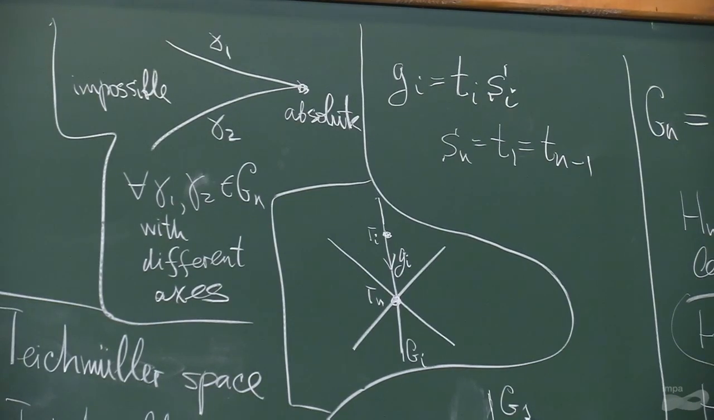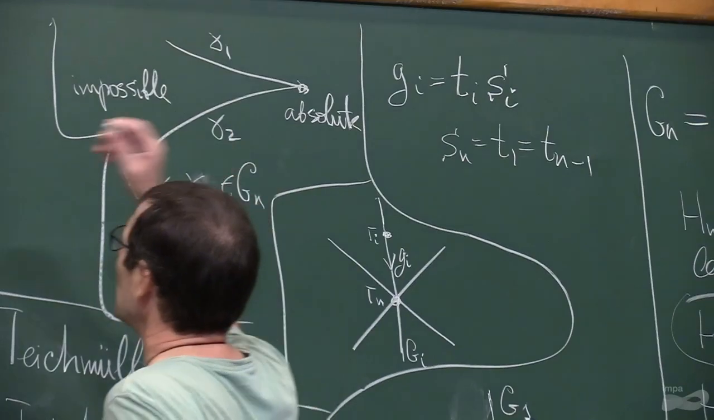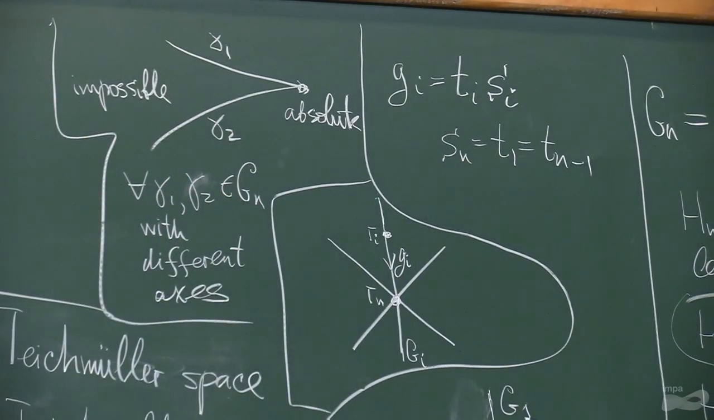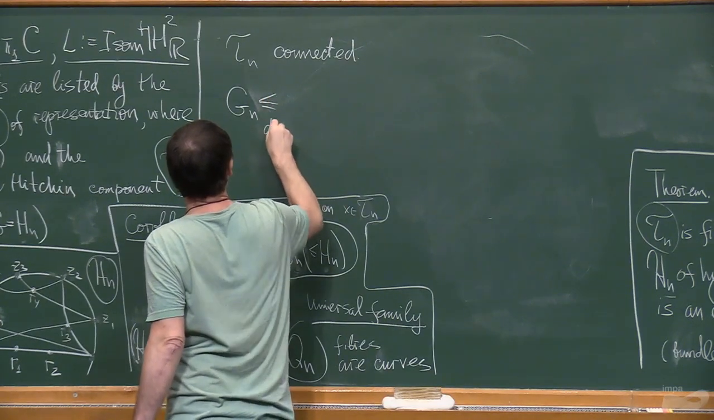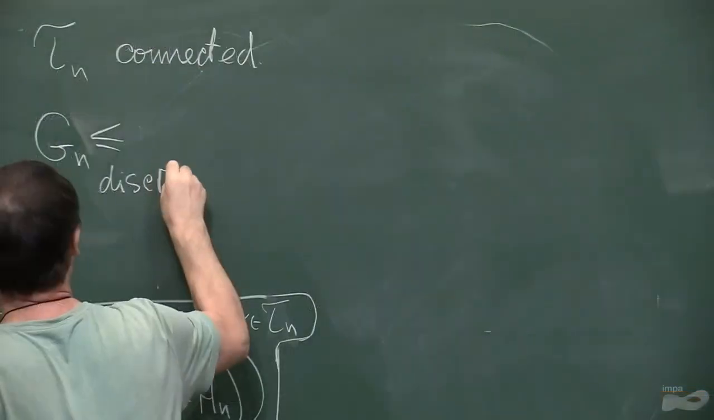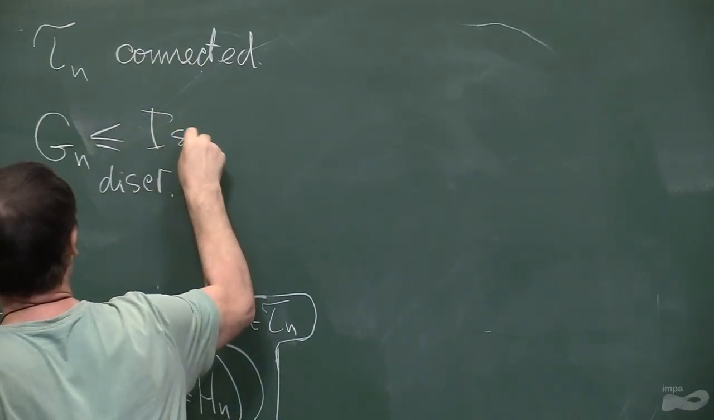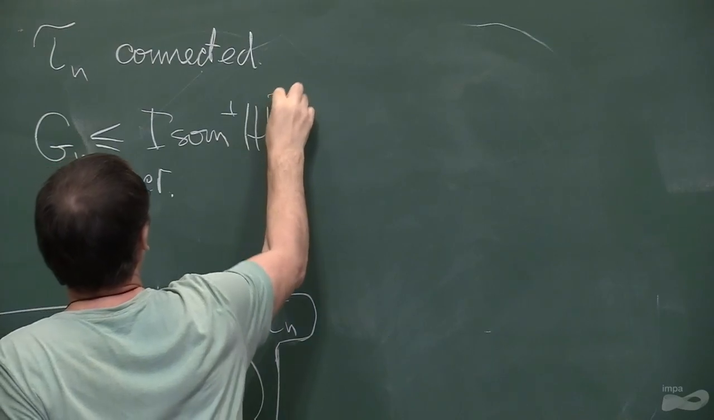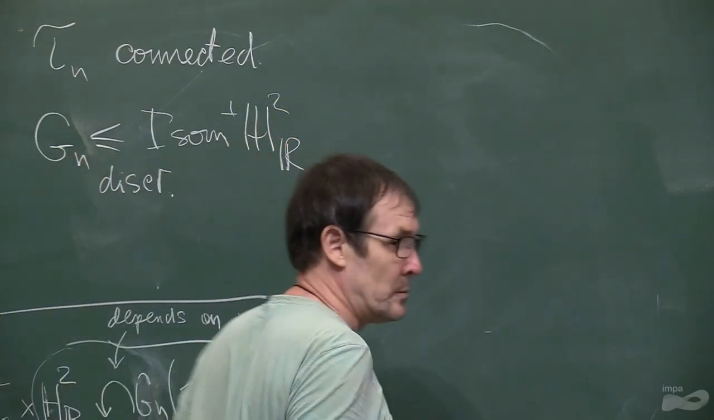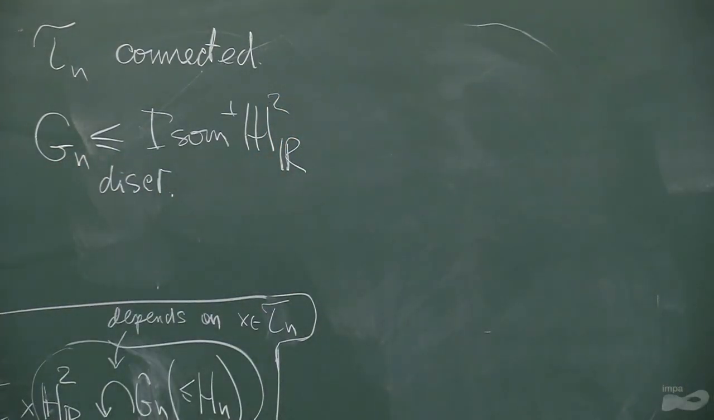Well, let us start the proof. So we get some discrete subgroup of isometries of a hyperbolic plane, but written down in terms of these generators and defining relations. Okay.